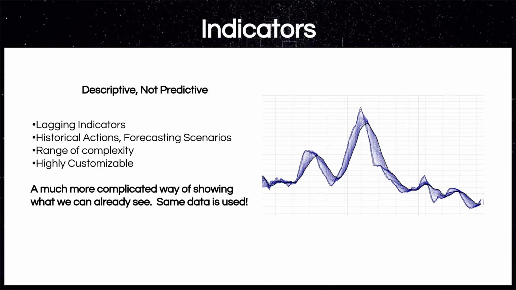First, indicators are descriptive. They are not predictive. They take old data over different periods of time, they average it, they calculate it, they change it, and they use that data and represent it in new forms. Because of that, indicators tell us what has already happened, not what is going to happen.